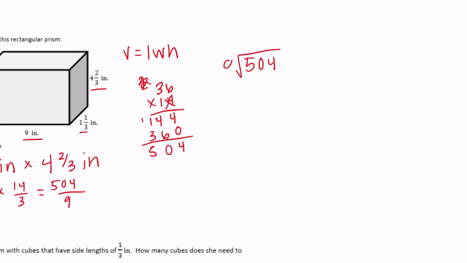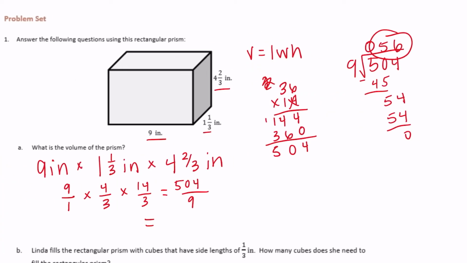So I'm going to divide. 9 can't go into 5, but it can go into 54. Let's see, 9 times 5 is 45. That's as close as we can get. 9 goes into 54 6 times. So we get 56, and it is inches cubed as the volume.